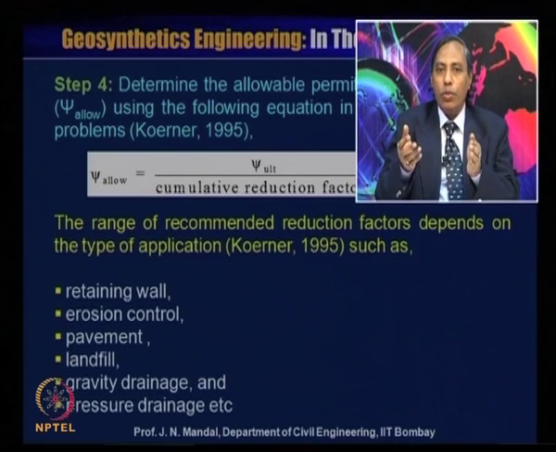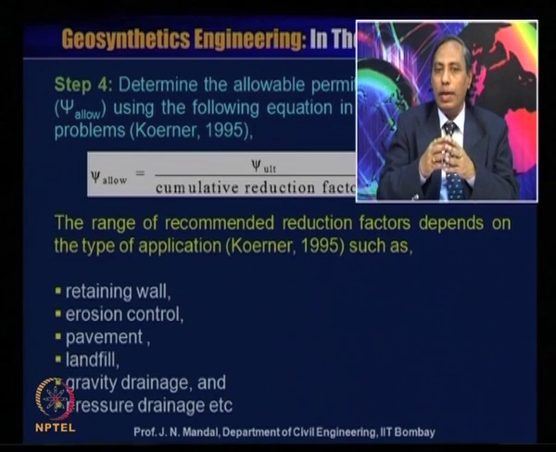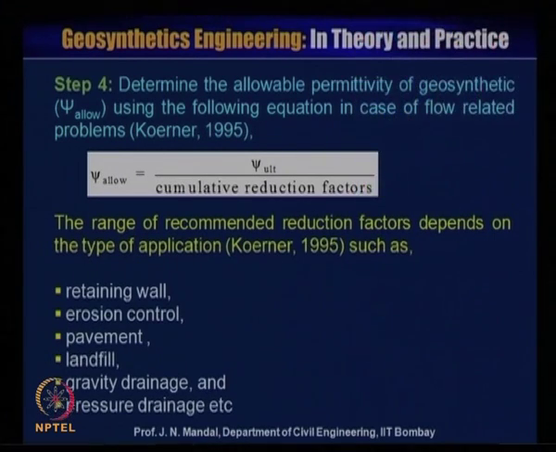Then you have to find out what should be the cumulative reduction factor. For the retaining wall, the cumulative reduction factors are different from those for erosion control, pavement, landfill, gravity drainage, and pressure drain. So if I adopt that reduction factor, and you know the ultimate value, then you can calculate the allowable permittivity value.